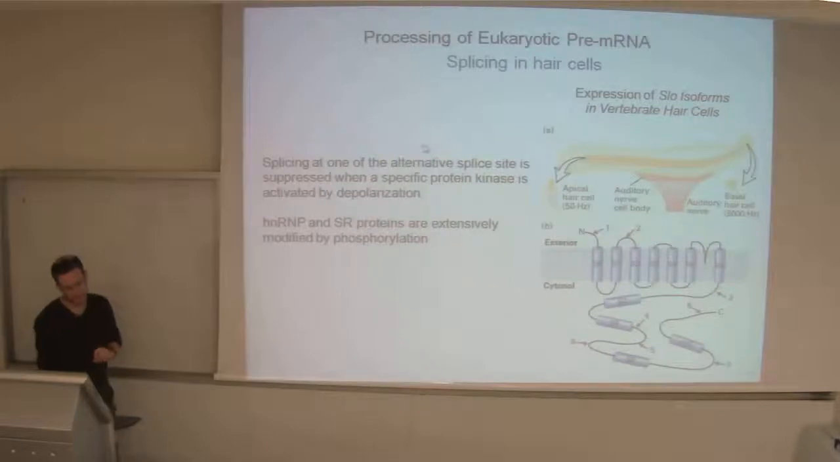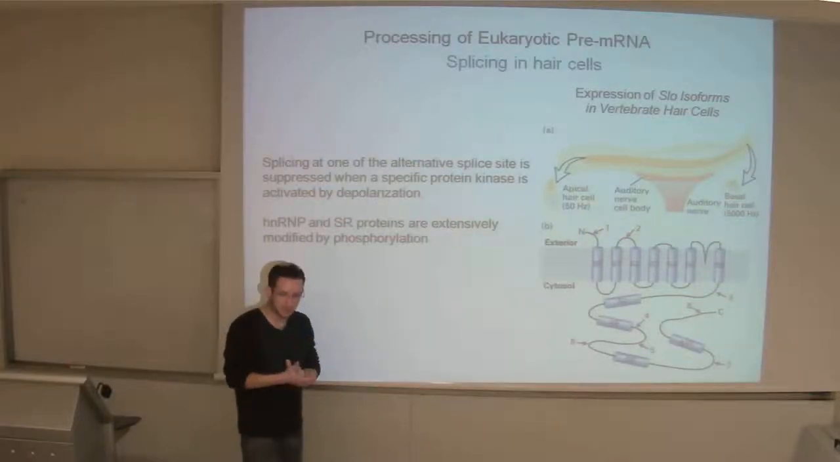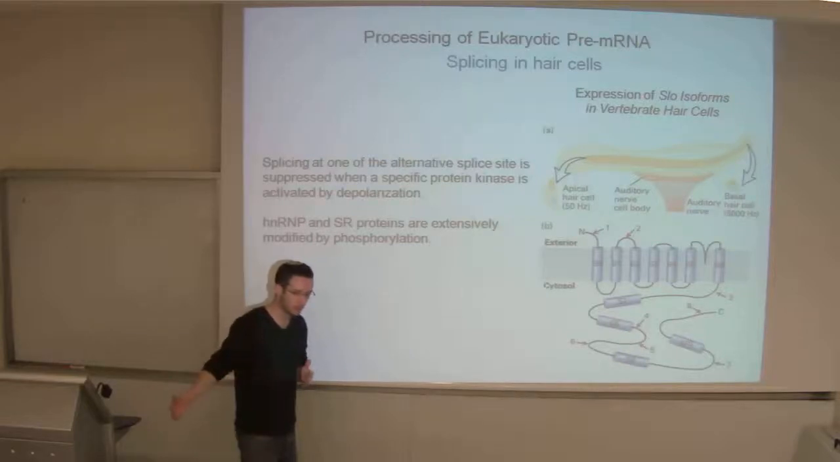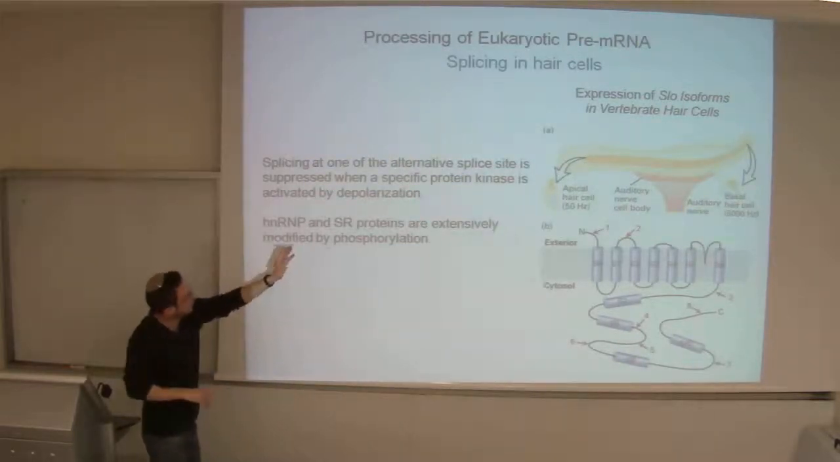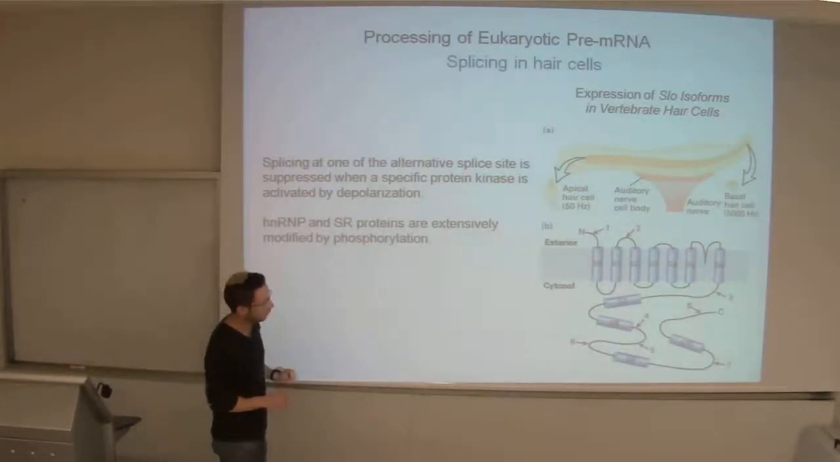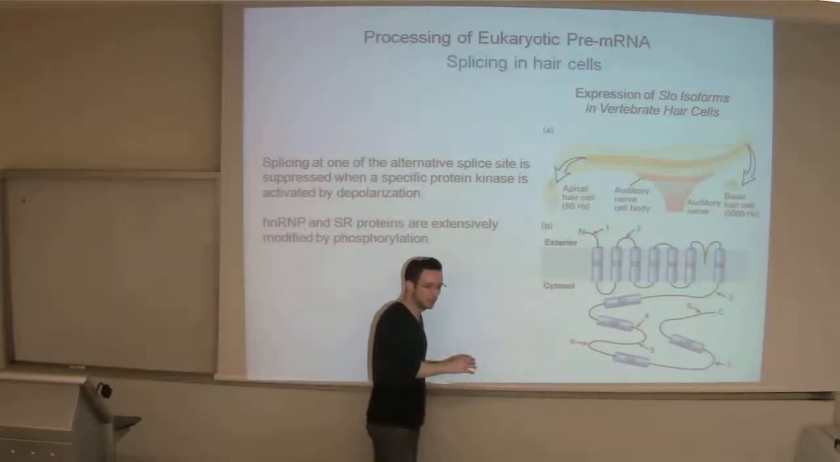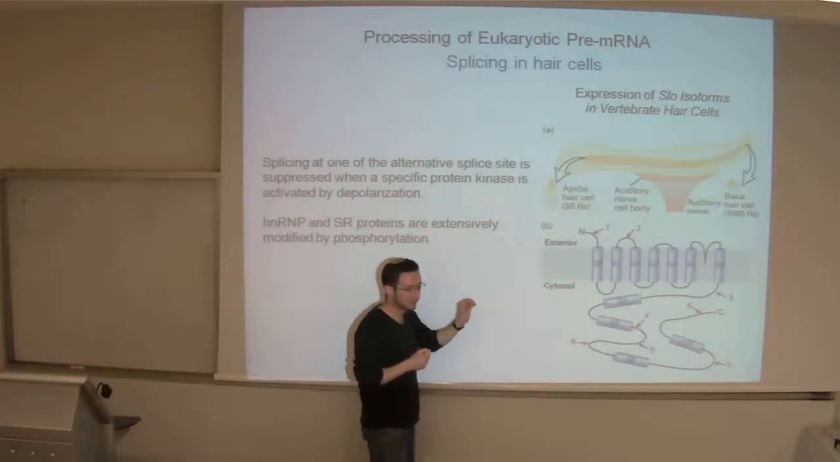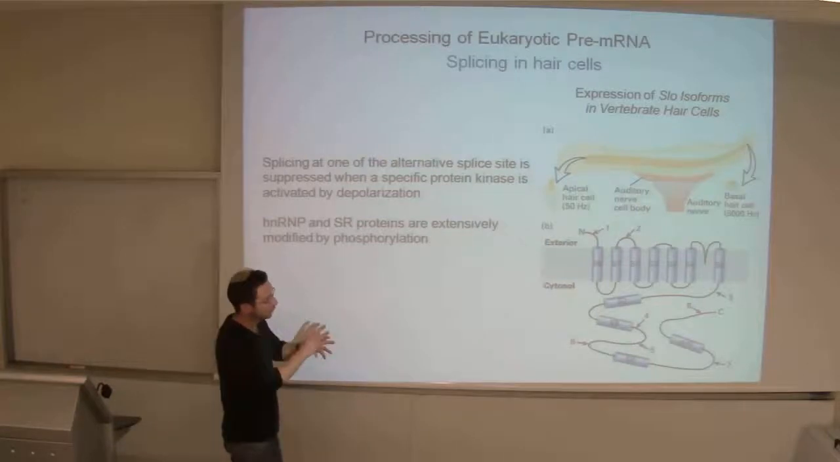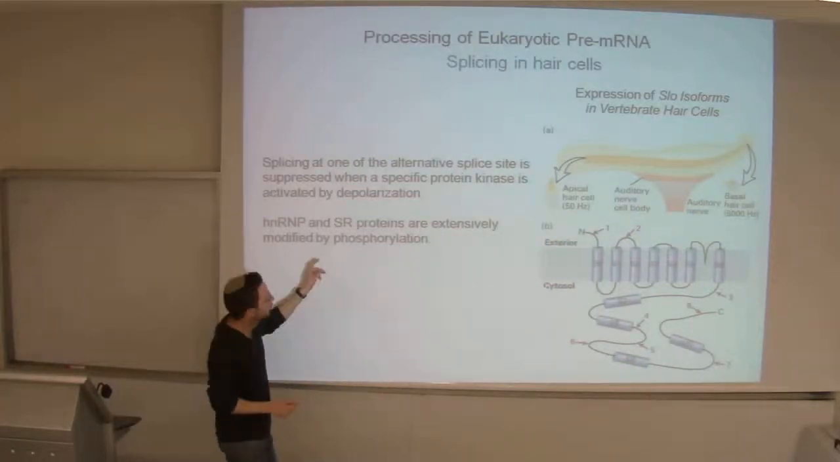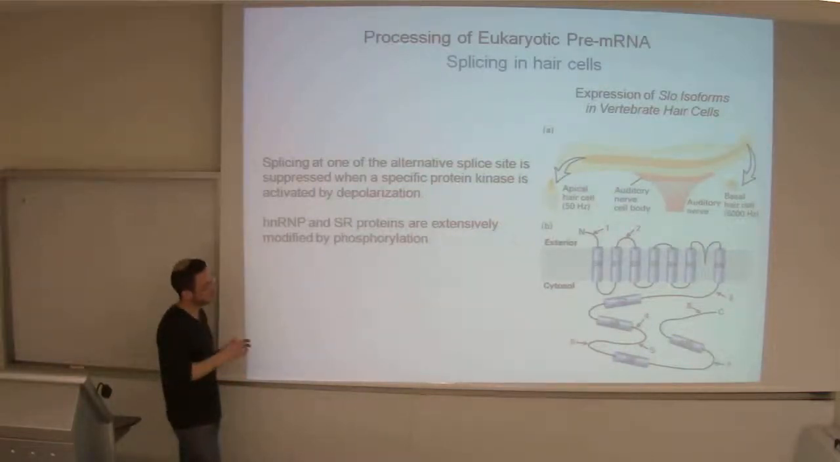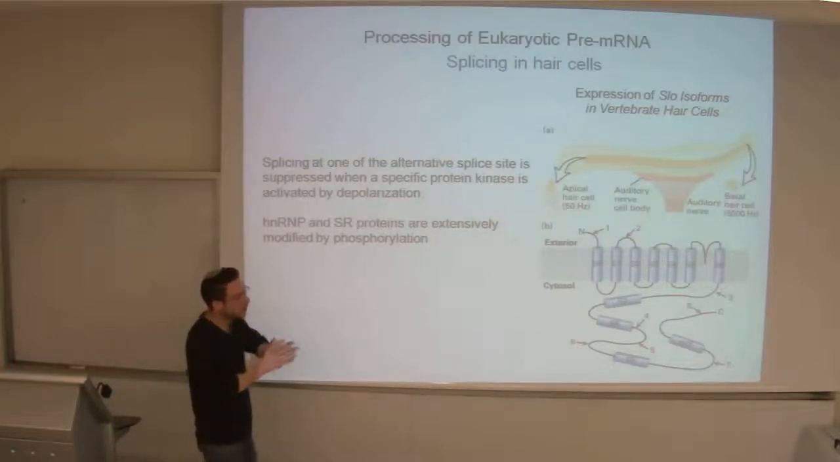Okay, it was shown that at least for one splice site among these eight, splicing at one of the alternative splice sites is suppressed when a specific protein kinase is activated by depolarization. So if the hair cell is depolarized, why is it depolarized? From some outside stimulus, from a sound wave that comes from the outside. There is evidence that depolarization can suppress one splice site, but the notion is that it might suppress some splice sites, activate or increase the splicing going on at other splice sites, and in general will change the splicing status of this channel, which will then change the oscillation at which this whole hair cell oscillates, and then will change the tuning of the hair cell.